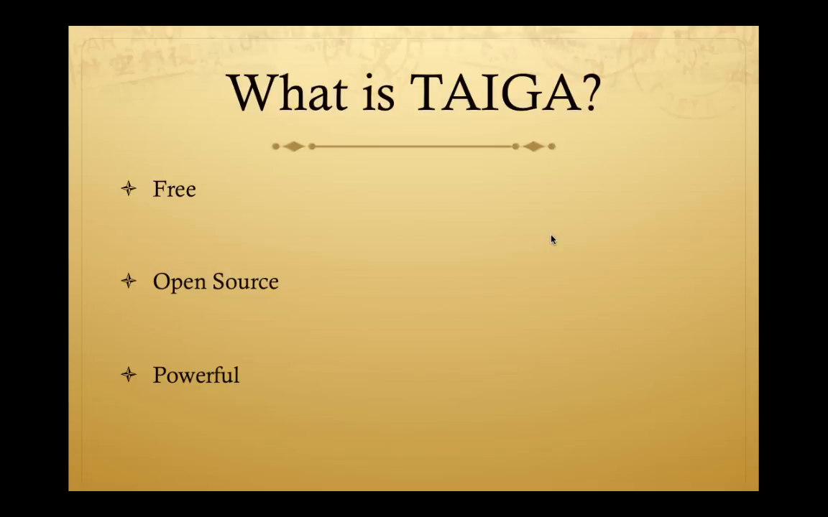So what is Taiga? Taiga is a project management platform for startups and agile developers and designers who want a simple, beautiful tool that makes work truly enjoyable. Taiga is free, open source, and powerful.